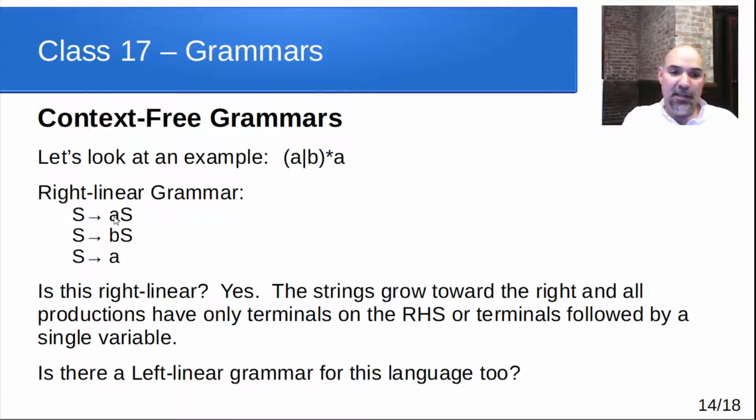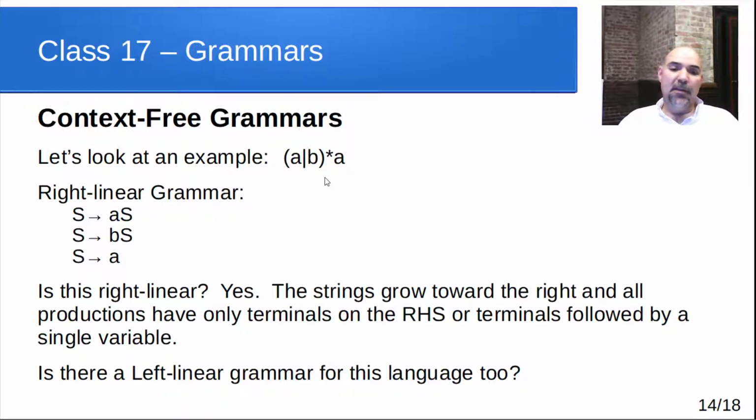So is this right linear? Yes, because all of the productions have a single variable on the left and a string of terminals on the right with a single variable at the end, or just terminals on the right. So this is definitely right linear, which means it's definitely a regular grammar. And in this case, it definitely is defining the same language that we had up here.